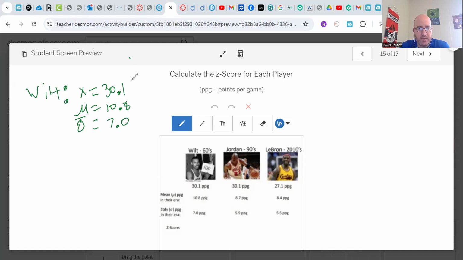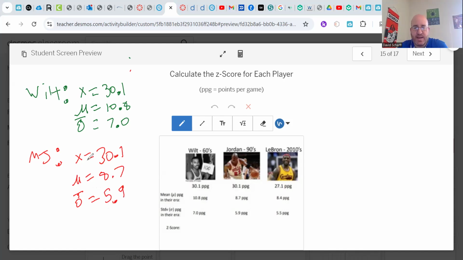MJ will be red because of Bulls. His mean is also 30.1 points per game. While I'm writing these down, the mean of the other players is 8.7. I'll talk about it in a second while I'm transitioning to LeBron. And then his standard deviation is 5.9 points per game. There's a couple things I mentioned.